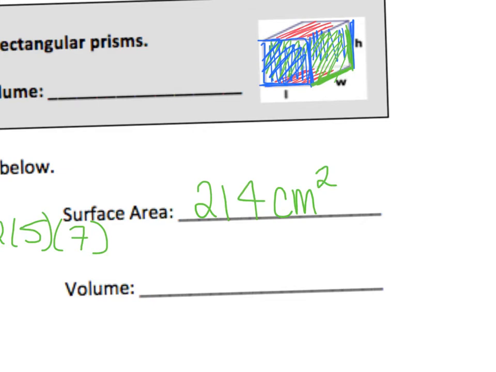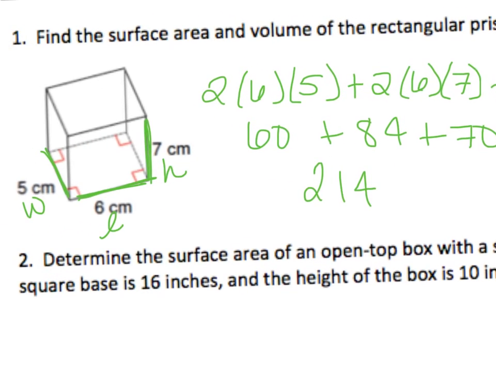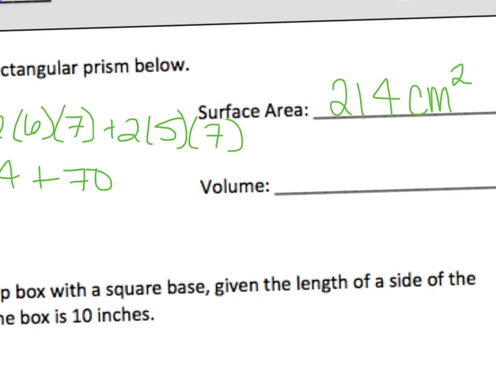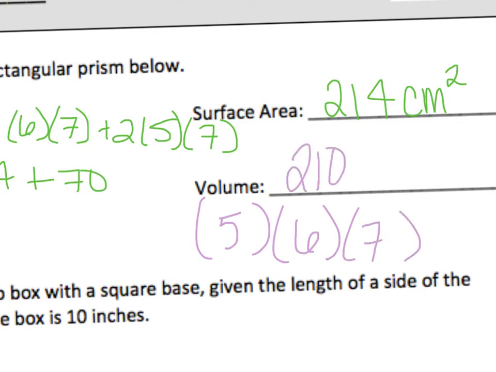Okay, last but not least, in this problem we need to find volume. So in order to find volume of a rectangular prism, you're just going to multiply all the different dimensions together. So this will be length times width times height. So for the volume, we would take 5 times 6 times 7. And this would give us 210. And then the units for volume is cubed. So 210 centimeters cubed.